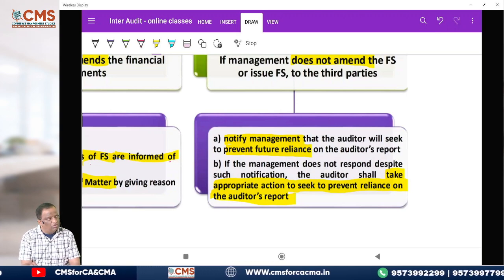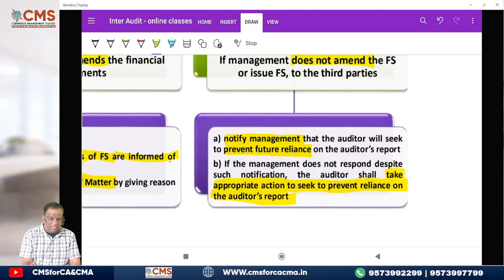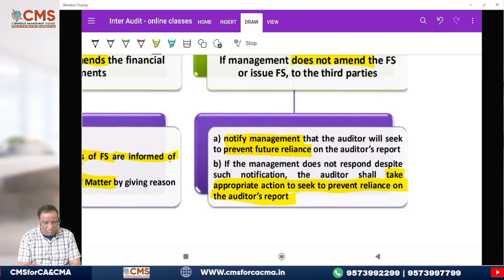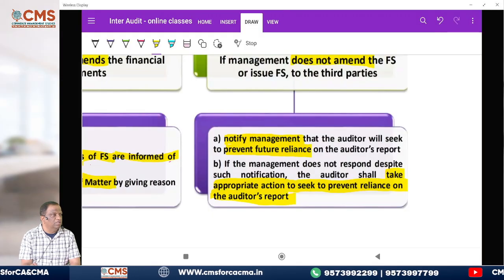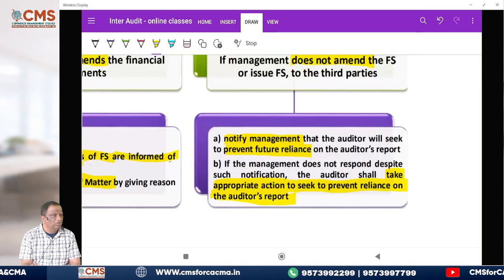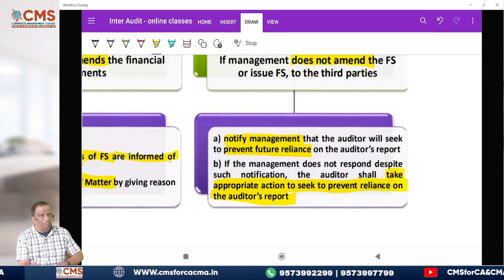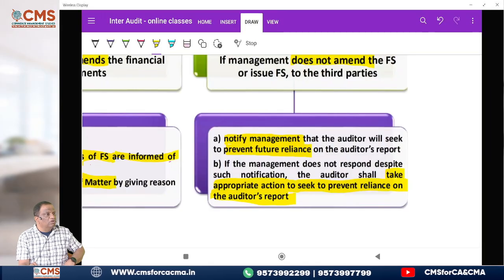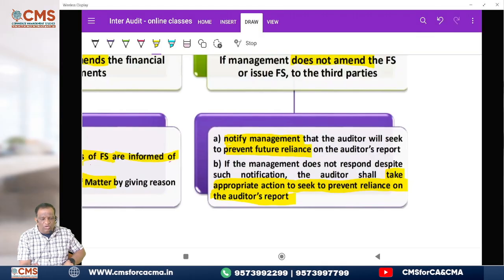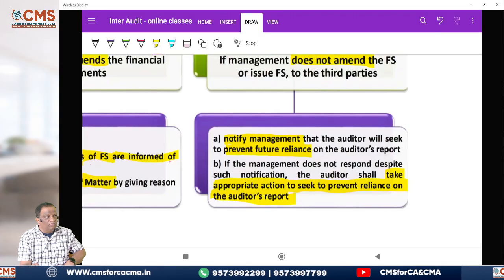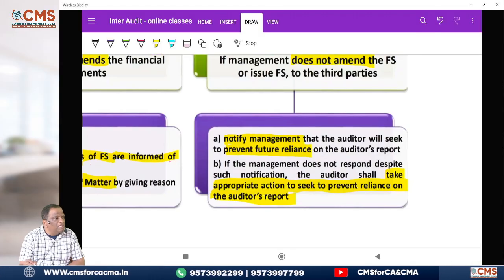I will go to the court and surrender myself, saying this is what had happened, and I am telling the management, but they are not ready to correct it. So I will go and confess. Like how Ramlingaraju confessed in front of the public, yes, my financials are wrong. Likewise, the auditor also wants to prevent future reliance. So then the management may get a little worried.